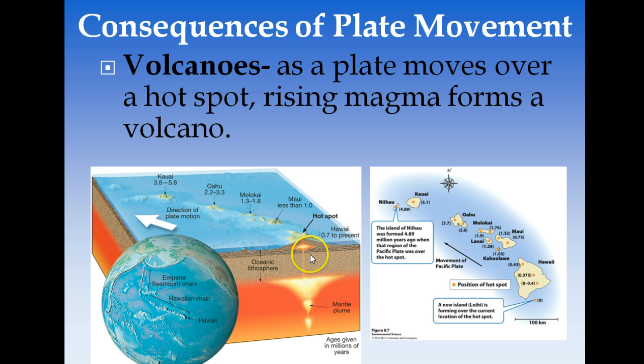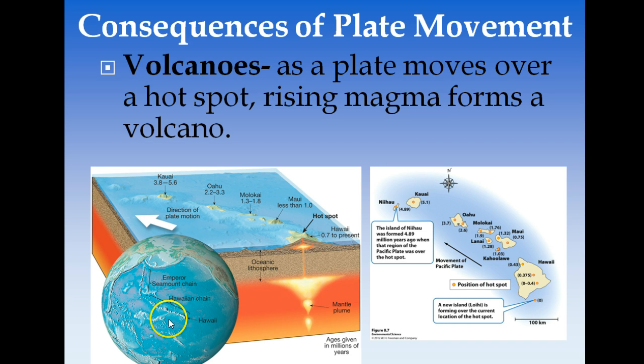So as it moves off, then another volcano will form, and then it moves off and another volcano will form. So over time, in 500,000 to 1,000,000 years, the main island of Hawaii will move off the hot spot and another volcano will replace it.